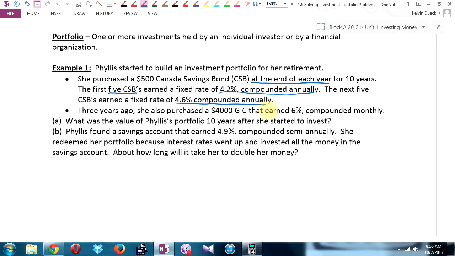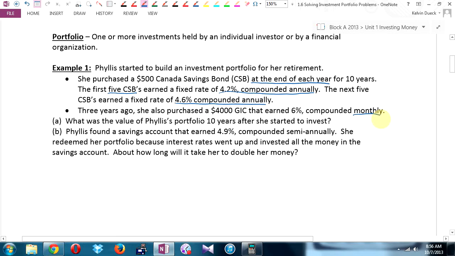Three years ago, she also purchased a $4,000 GIC. GIC is guaranteed investment certificate. That earned 6% compounded monthly. That's going to be important. What's the value of Phyllis's portfolio 10 years after she started to invest?